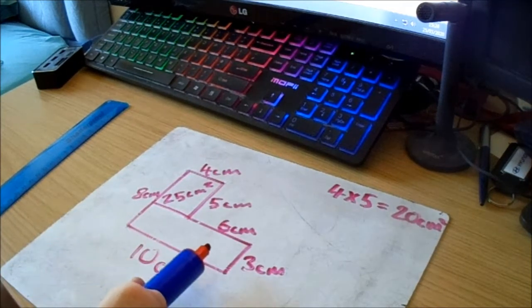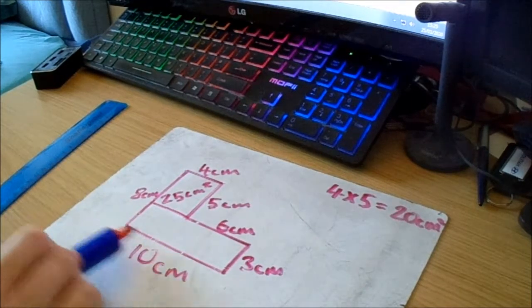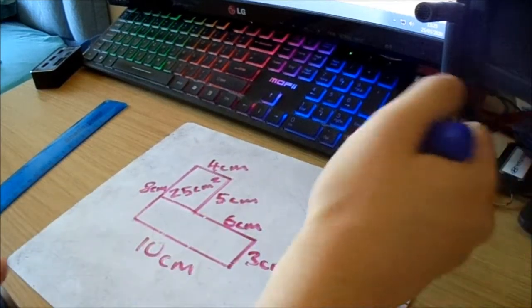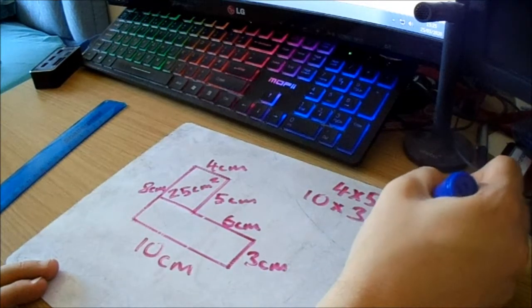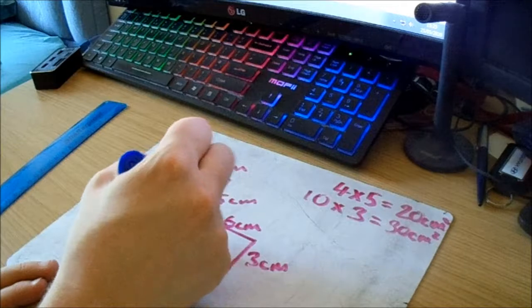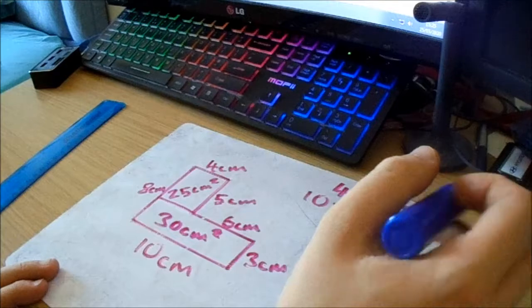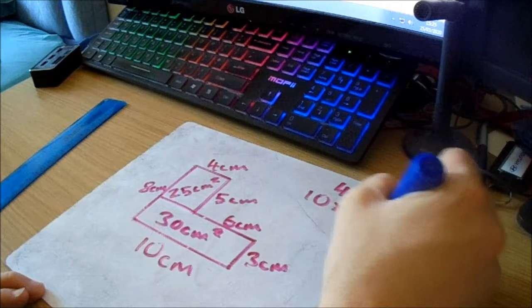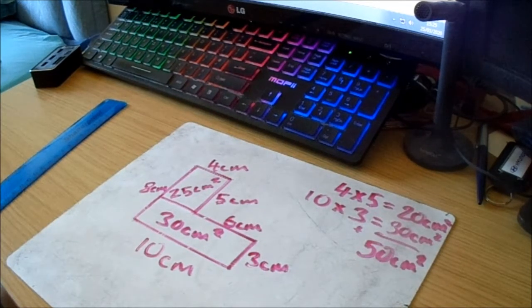I've now still got to work out the area of this bottom rectangle. Now that's going to be 10 multiplied by 3 centimeters, because those are the sides of my rectangle. So 10 multiplied by 3 gives me an answer of 30 centimeters squared. And my final step yet again is I'm going to add up these areas, which will give me an answer of 50 centimeters squared. So the area of this shape is actually smaller than the shape that you saw before.